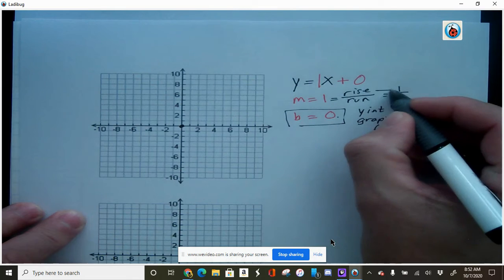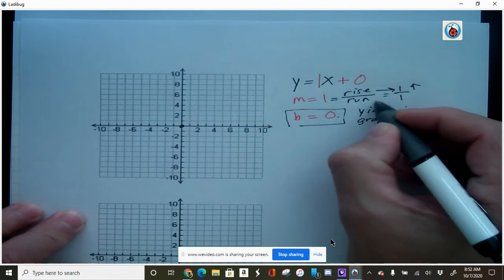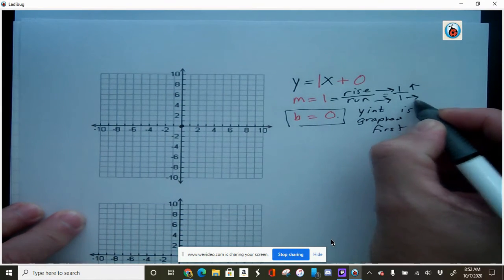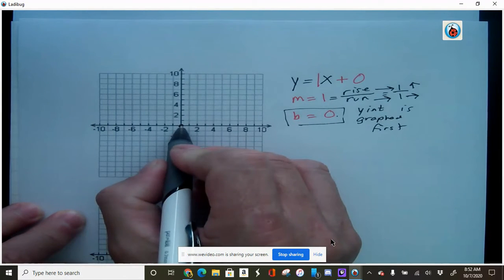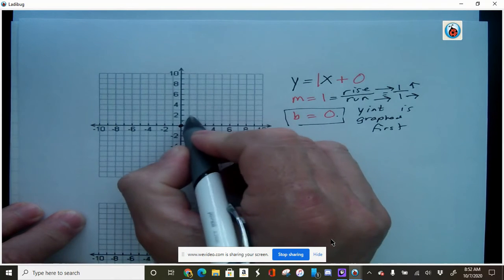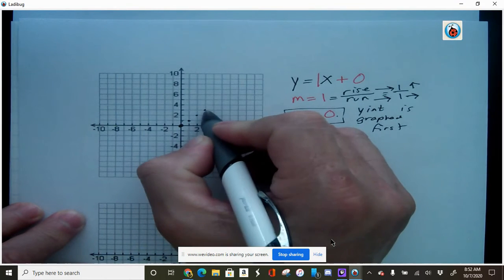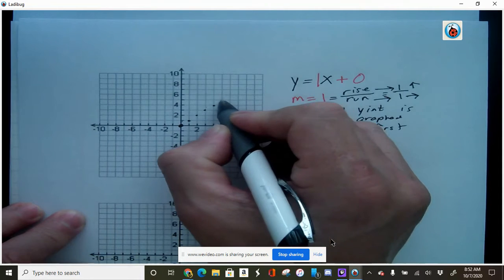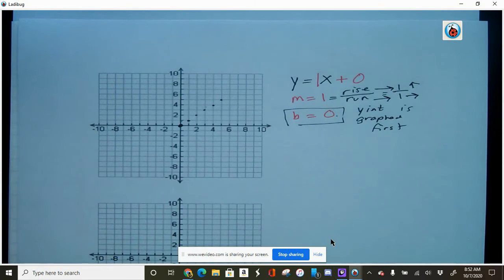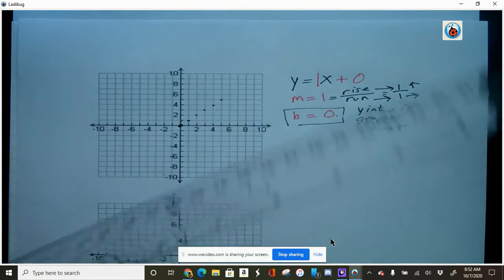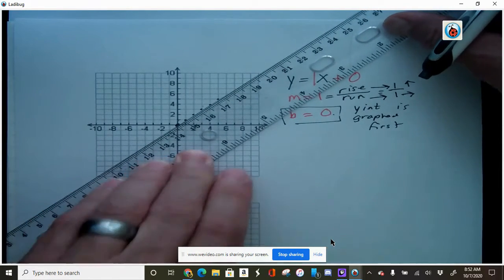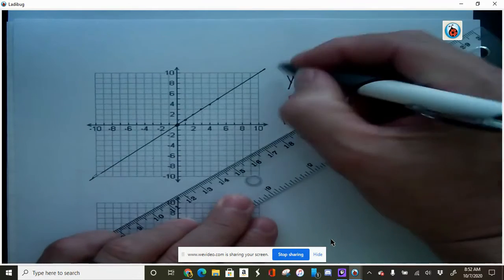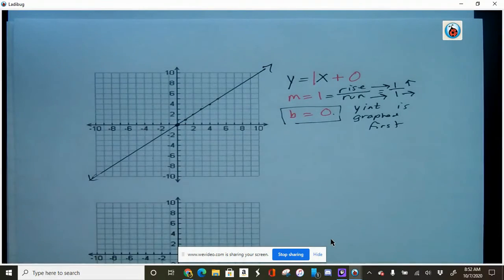So this tells me my rise, which means I'm going to go up 1. This tells me my run, which means I go to the right 1 from the y-intercept. So I'll go up 1, right 1. And I'll do that several times because if I don't have a ruler, which I happen to have, the more points I put on, the more accurate a line I can draw. So let me go ahead and get my ruler lined up, and I'll draw the line. I'll put arrows on the ends because it does go in both directions for infinity.